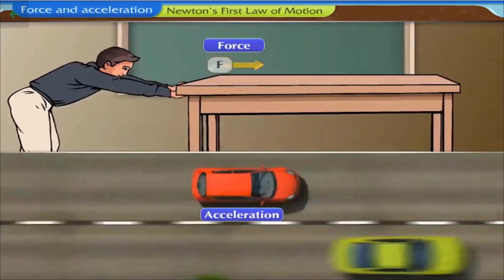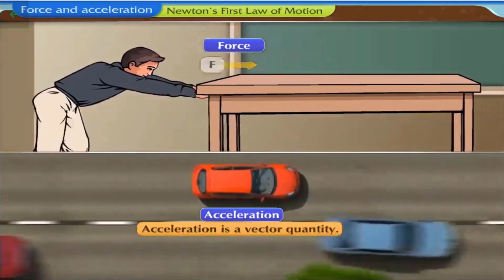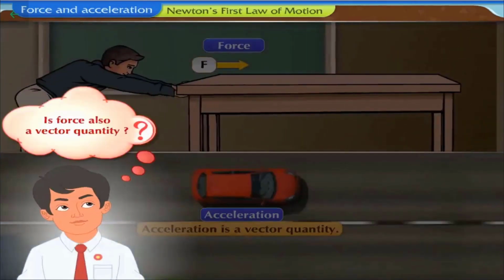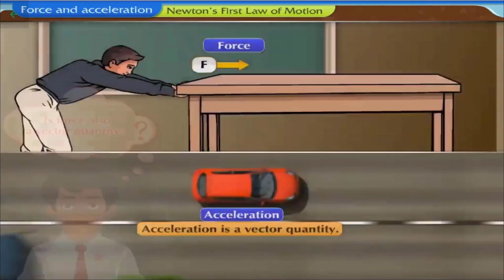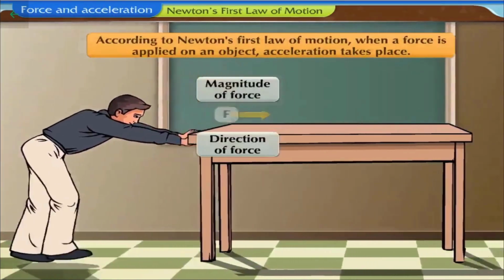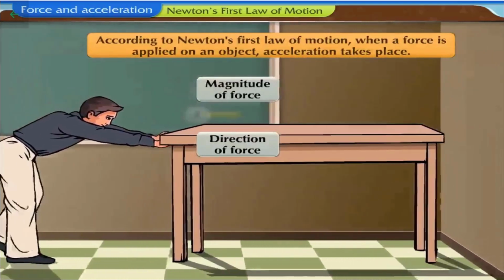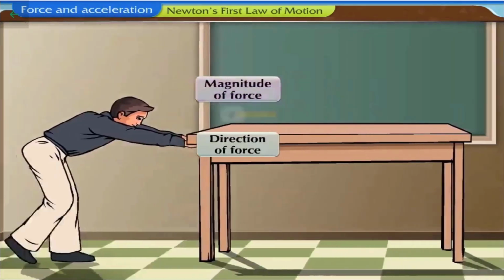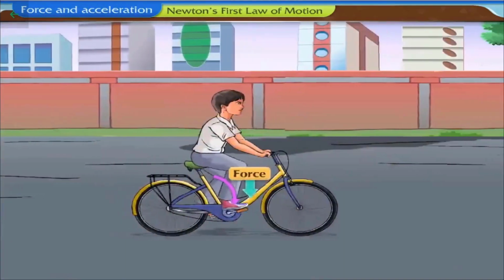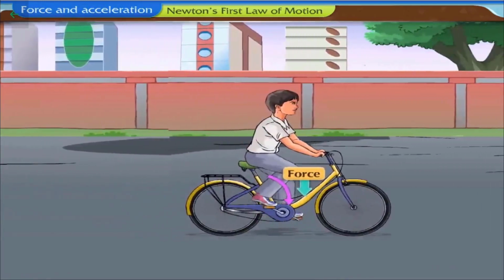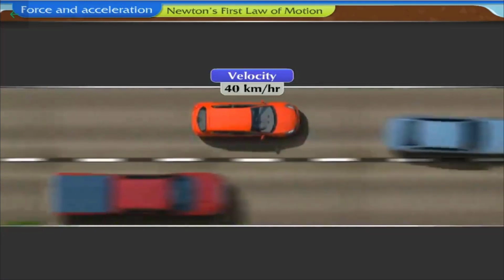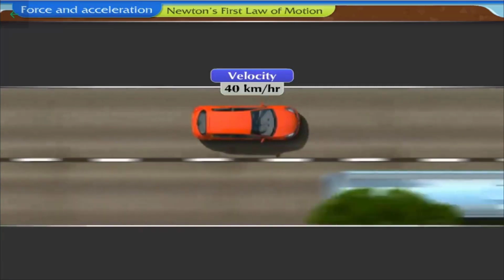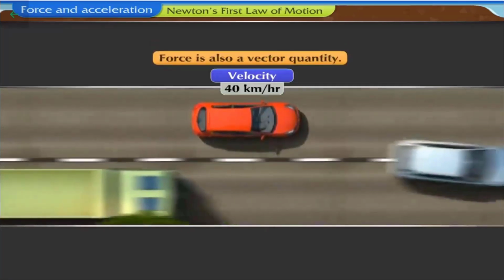We have learnt about force and acceleration in detail. We know that acceleration is a vector quantity. Is force also a vector quantity? According to Newton's first law of motion, when a force is applied on an object, acceleration takes place. The effect of force depends on both magnitude and direction of the force. The force can increase or decrease the velocity. Sometimes, the magnitude of velocity may remain constant, but the direction of the velocity can change. This shows that force is also a vector quantity.